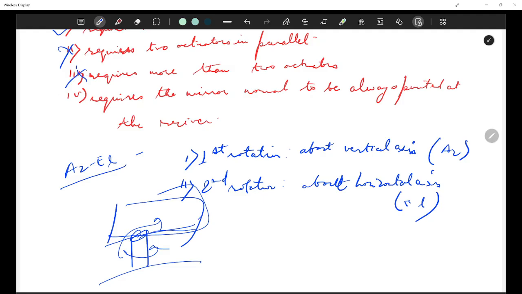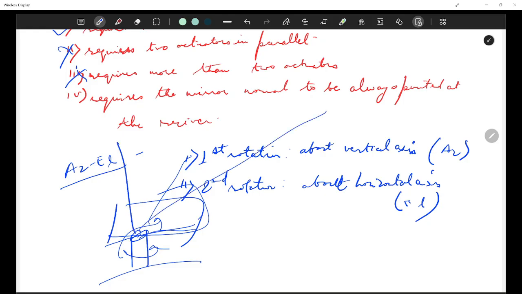And why is option D correct or not correct? Let's see. It requires the mirror normal to be always pointed at the receiver. The mirror normal does not point directly to the sun or the receiver. It must lie halfway between the sun direction and the receiver direction.